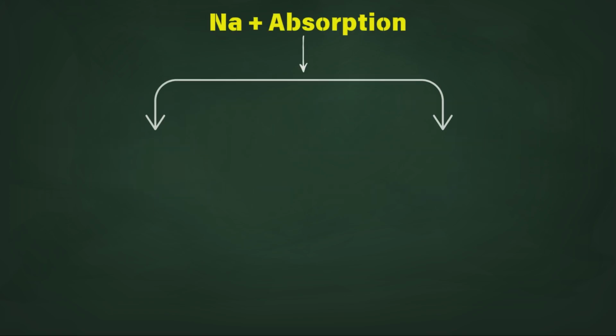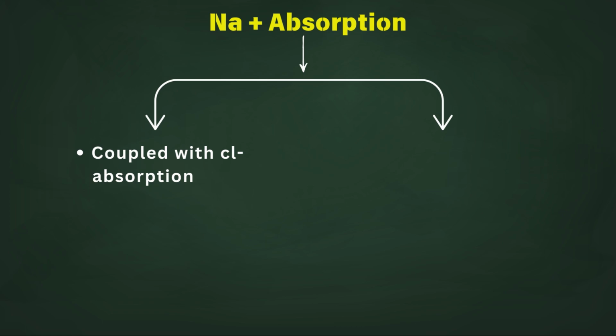Before proceeding further, let us quickly revise the mechanism of sodium absorption from the kidneys. The sodium absorption from the kidneys mainly depends upon two mechanisms. First, sodium absorption is coupled with chloride absorption. This is to maintain electroneutrality in the tubular interstitium.